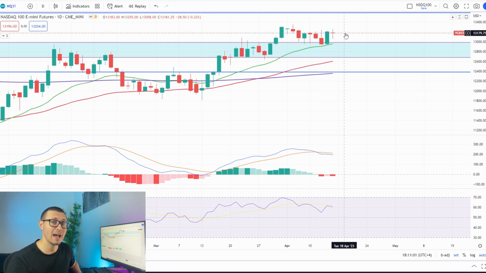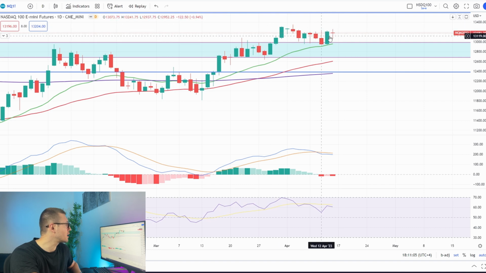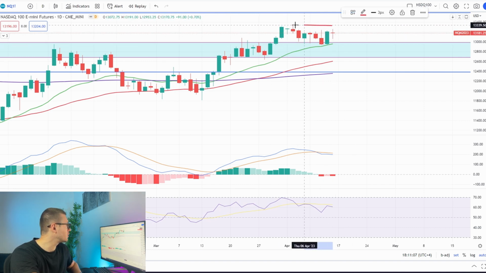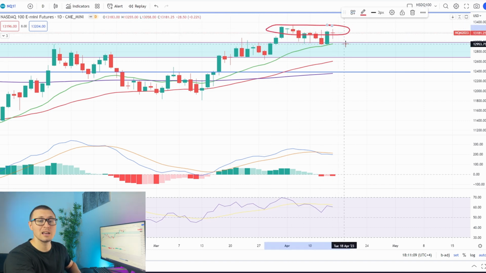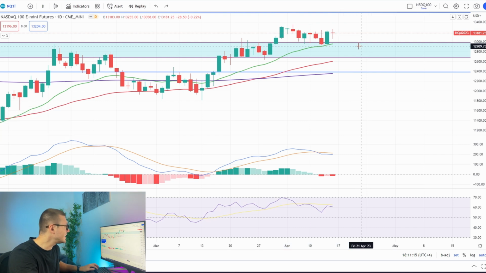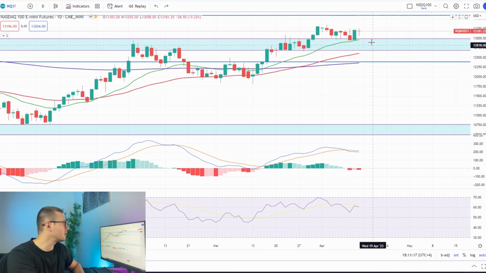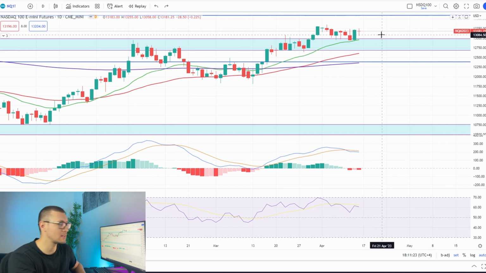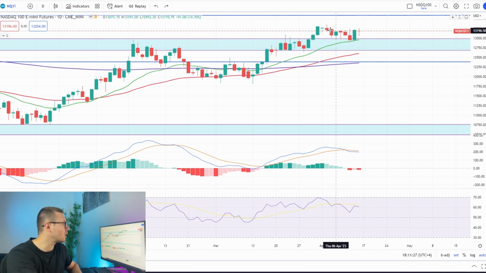However, we're still not out of the muddy waters, because look at this area over here where we can't break. Let me just mark it for you to see. So we need to break this area over here. Look at all these wicks and the rejections around 13,250. We need to break that area with vigor and go at least to 13,400 and then continue to 13,600 to be on the safe side, so we can say, okay, we're definitely holding on to this area.